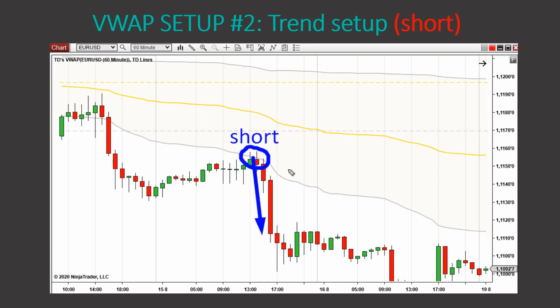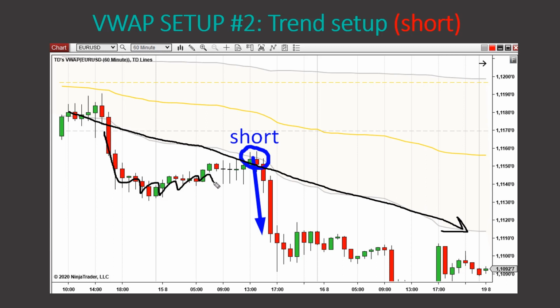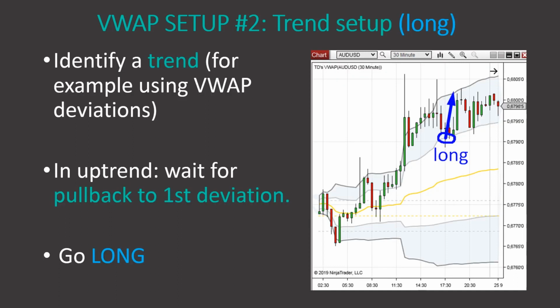Another example of the same thing. First deviation is heading downwards. So there's a trend. It's a pretty clear downtrend. The price is moving below the first deviation. That's what you want to see. And what you are waiting for is this pullback. Price makes a pullback to the first deviation. When it hits it, you go short. You go in the direction of the trend. You want to participate in the trend, right? Pretty simple, isn't it? Now, let me very briefly go through the trend setup long trade scenario.